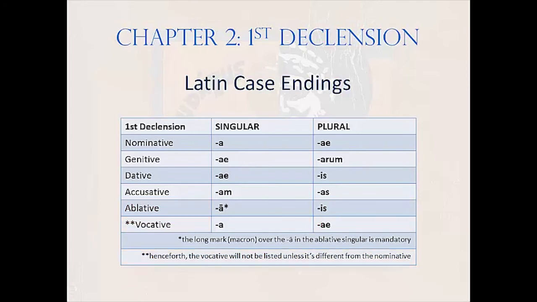Now let's review all the endings together, singular and plural, beginning with the nominative singular. A, I, ah. We'll leave the vocative off. I, arum, is, as, is. Let's say it again. A, I, ah. I, arum, is, as, is. Now, stop this presentation and practice saying these forms until you can say them correctly in under 5 seconds, and at least once try doing it backwards.